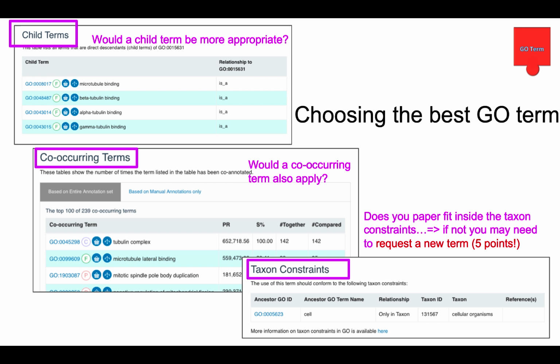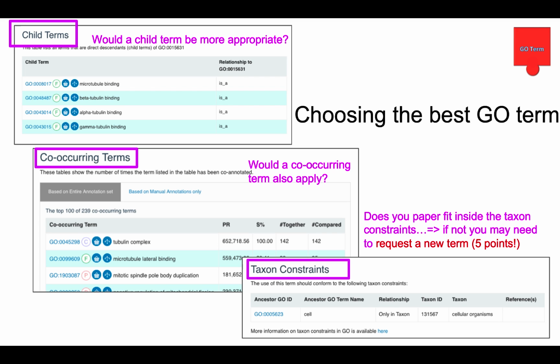All right, so this is what it would look like for child terms. If there were child terms for a GO term that you're looking at, you would ask, okay, is one of these more specific terms actually best? And if not, then you would stick with the one that you're looking at.